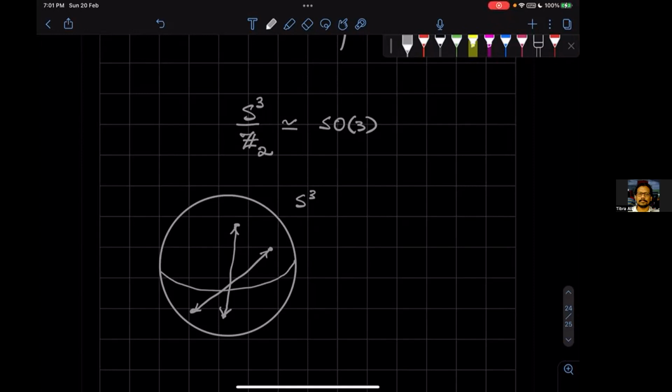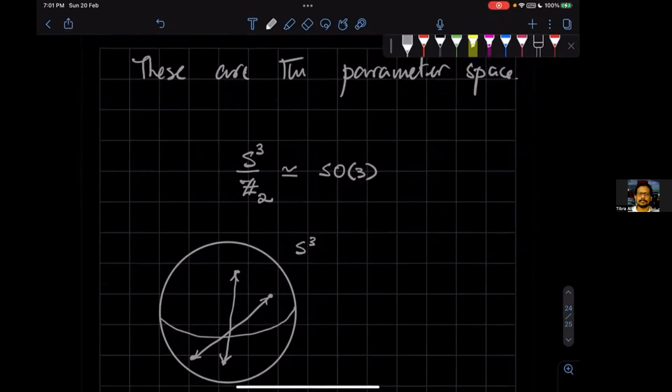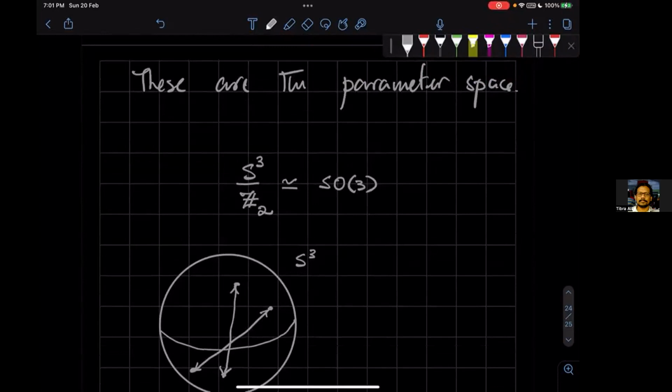Okay, so that's something we'll see, Saif. But all you need to know now is that its dimension is 3. At least that should be clear.